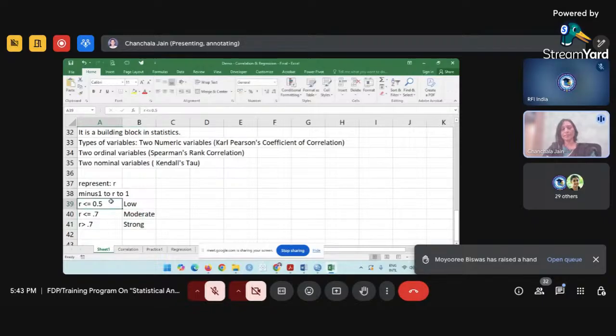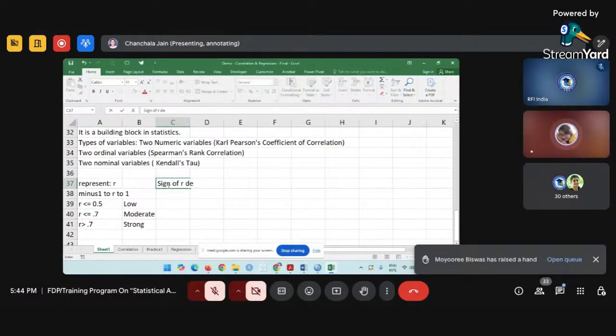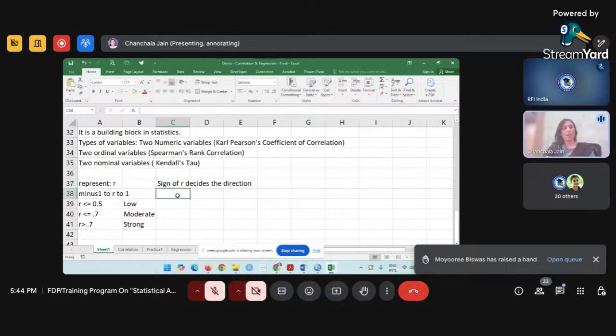And the second thing is, as ma'am said, the range is -1 to +1. So the sign of r decides the direction. Minus says it is inversely proportional. Plus says it is directly proportional. Directly proportional, yes. Thank you, ma'am. So I can say that the sign of r indicates the direction of the relationship.